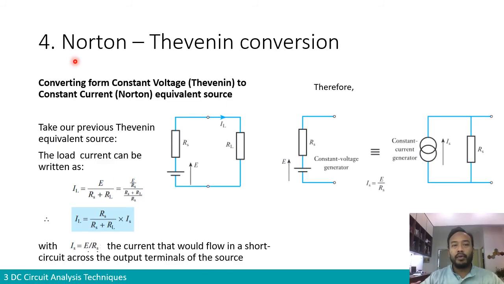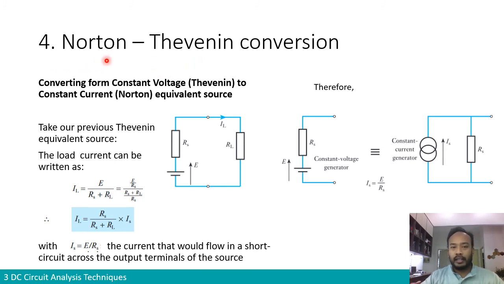So we have seen both Norton and Thevenin equivalent sources. So Norton is the equivalent current generator, Thevenin is the equivalent voltage source. So what we can do now is that once you have one of them, you can basically convert one to the other and vice versa. So for example, if you have an equivalent Norton source, you can convert it into an equivalent Thevenin source. And if you have a Thevenin equivalent source, you can also convert it back into a Norton equivalent source.